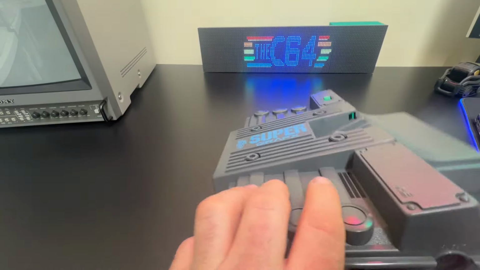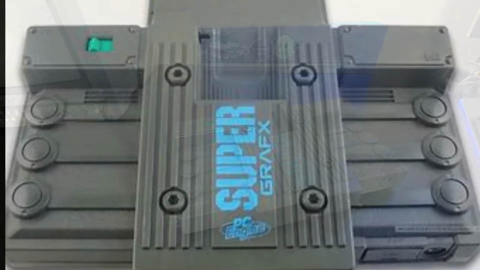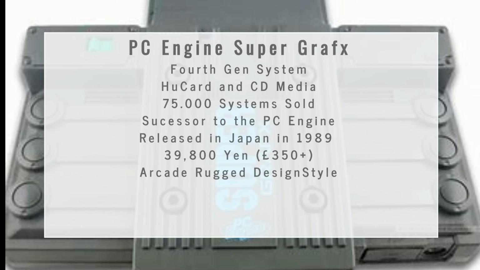The system had, obviously, an extra video processor and a lot of upgrades. It had 32 kilobytes of main memory and 128 kilobytes of video memory. It sold about 75,000 units and was released in 1989, for about £350-ish, comparable in today's money.